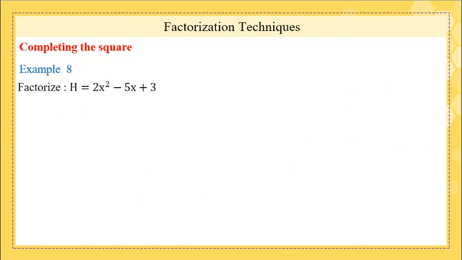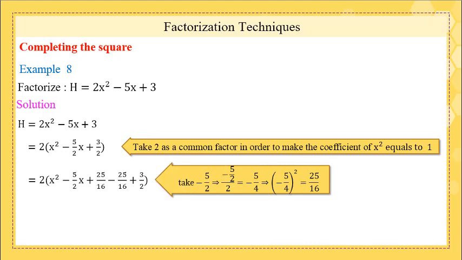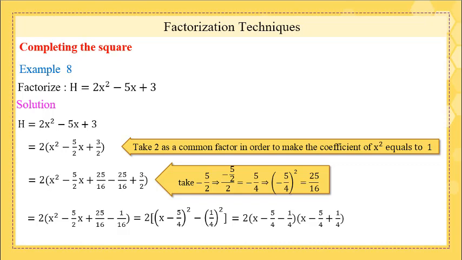Example 8. Factorize h. First of all, we take 2 as a common factor in order to make the coefficient of x squared equal to 1. Then we add and subtract a convenient term, and finally we reduce inside the parentheses and use the remarkable identity to get the factorized form. Here we expand 2 into x minus 3 over 2 to get a simpler form of the factorized form.